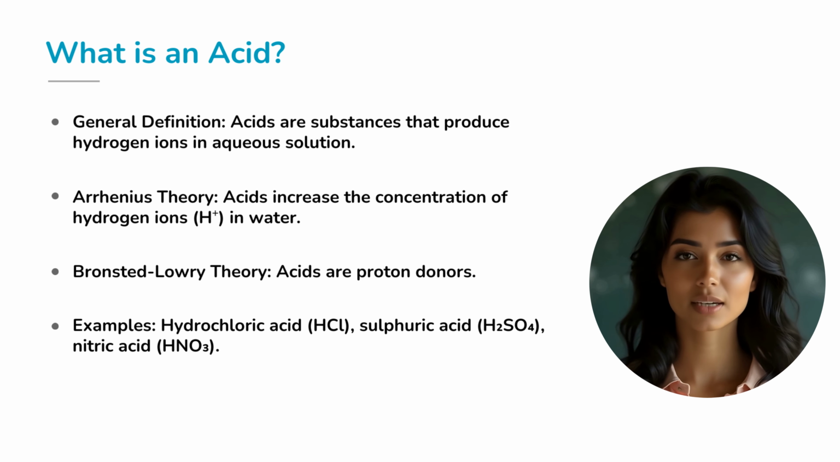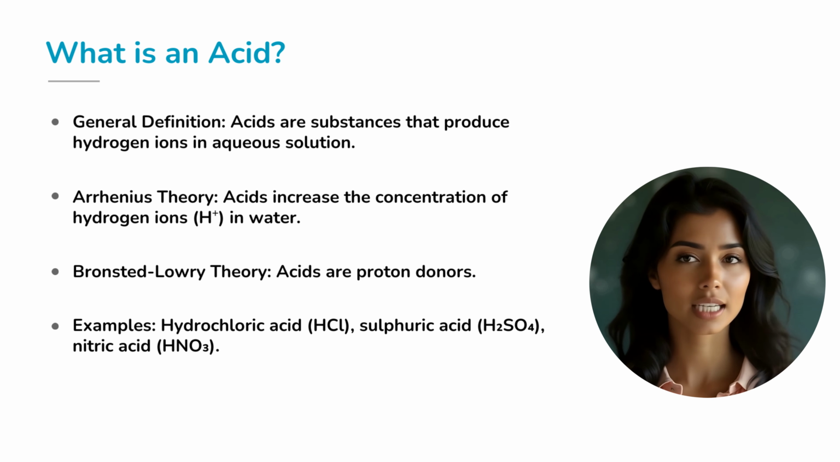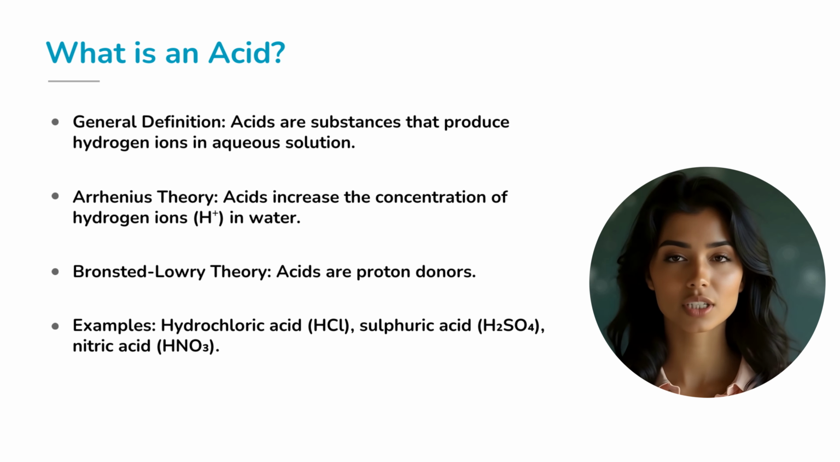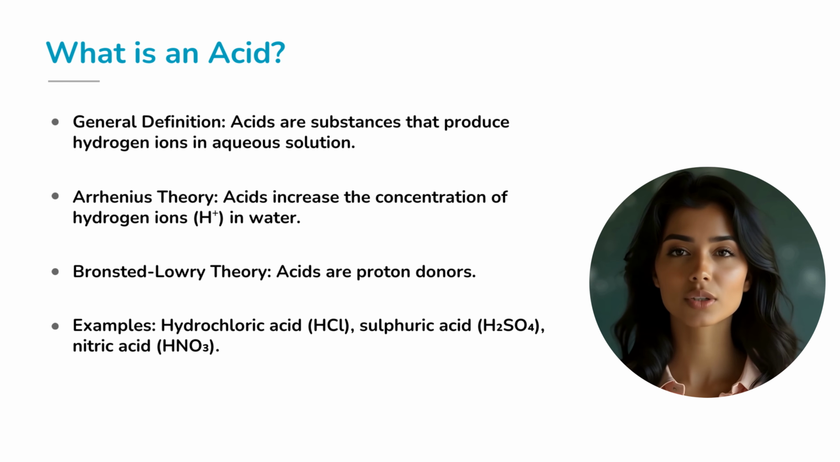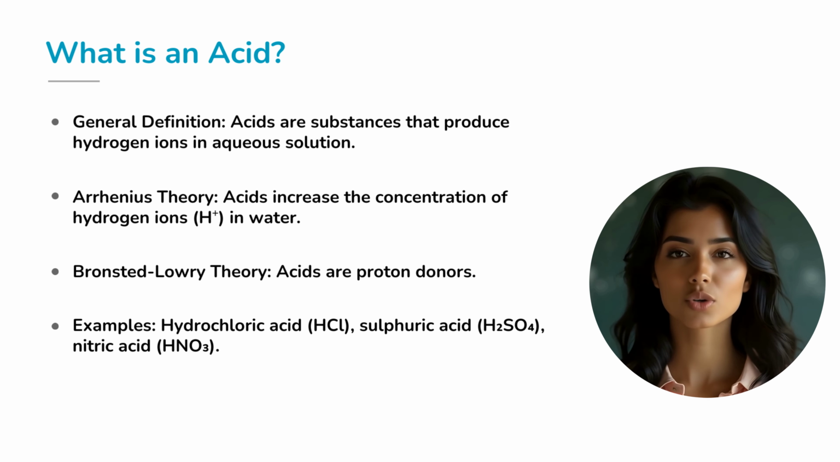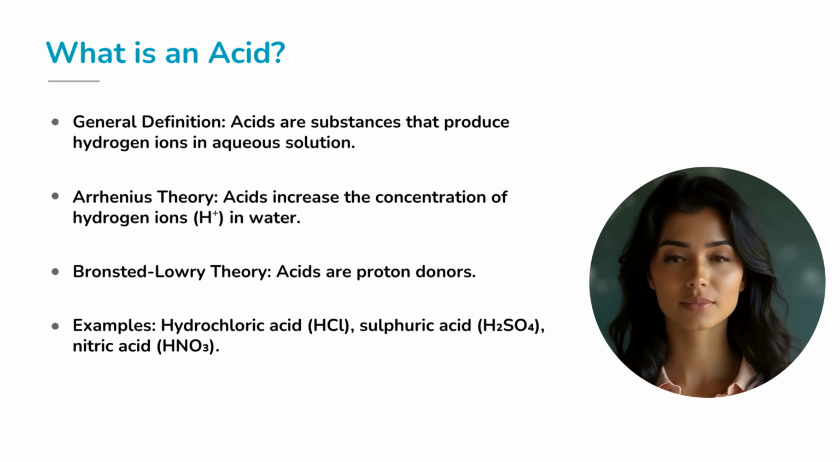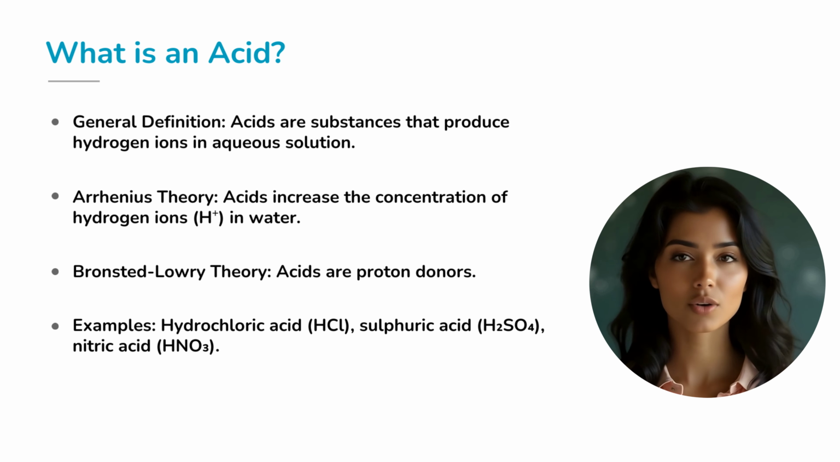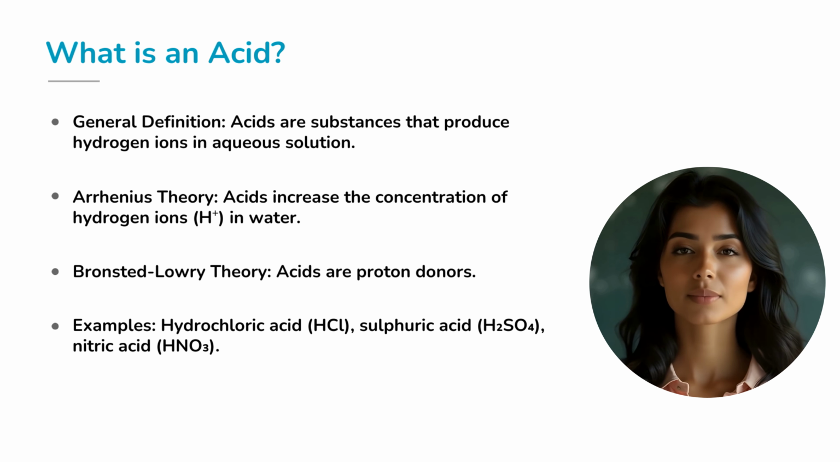Acids are substances that produce hydrogen ions when dissolved in water. According to Arrhenius, an acid increases the concentration of hydrogen ions in aqueous solution. Bronsted and Lowry define acids as proton donors. They hand over hydrogen ions to other molecules. For example, hydrochloric acid in water dissociates into hydrogen ions and chloride ions, ready to react. Sulfuric acid and nitric acid are other common acids you will encounter both in the lab and in industry.